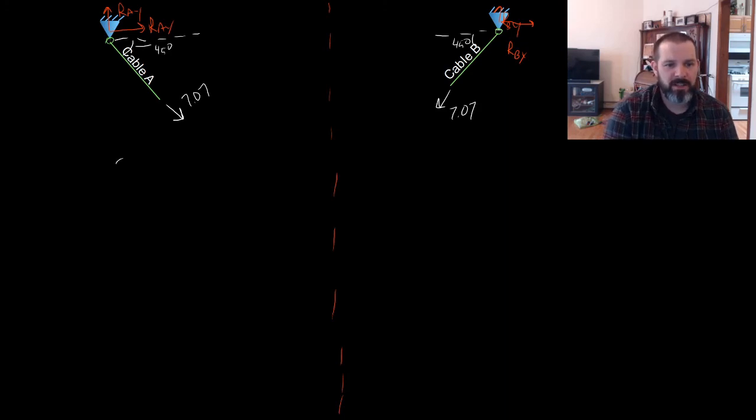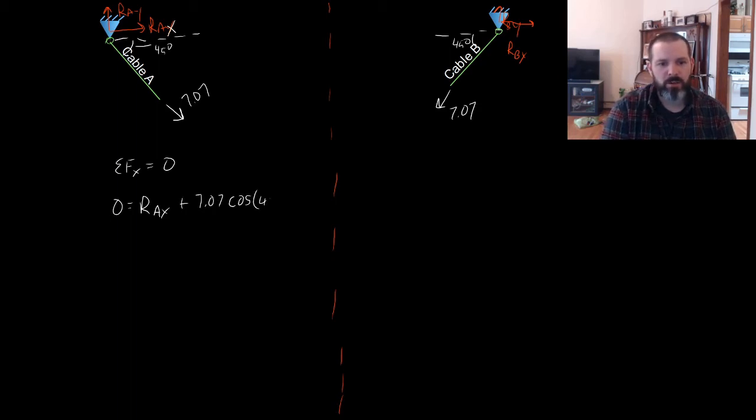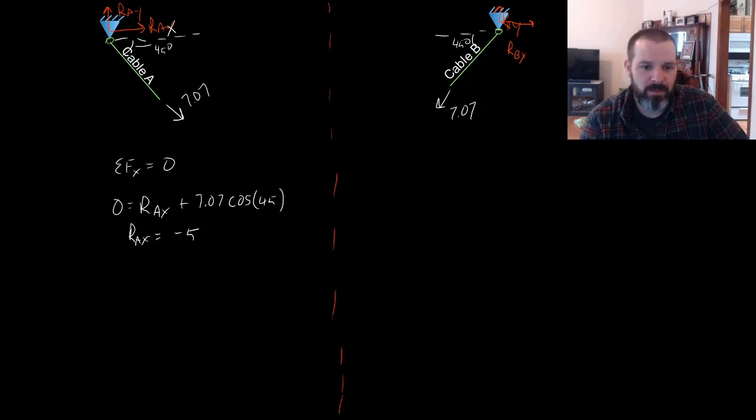So for support A, I can say sum of forces in the x has to equal 0. 0 is going to equal RAx plus 7.07 cosine of 45. So 7.07 cosine of 45 is 5. So I'll find out that RAx is equal to minus 5. Now, the minus means that RAx is not acting to the right, it is acting to the left. It has a magnitude of 5.